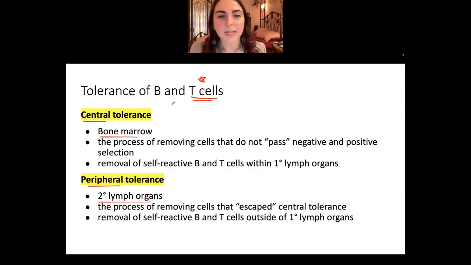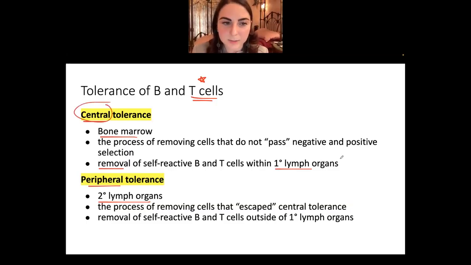Central tolerance is basically when you're removing any B or T cell that doesn't pass this process of negative and positive selection, which I know we haven't talked about yet, but just keep that in mind. It has to pass these checkpoints: are you reacting with self-antigen? If you are, you can't leave. That's what these selection processes are. If it doesn't pass, it's removed. So you have removal of these self-reactive B and T cells within the primary lymphoid organs, because these cells aren't even allowed to leave.